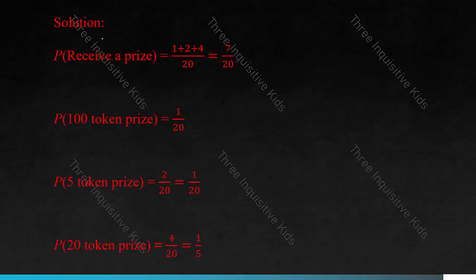The probability of the customer receiving any prize would be 1 + 2 + 4 out of 20 sections, 7 out of 20. The probability of the customer getting a 100 token prize is 1 out of 20. Probability of the customer getting a 50 token prize is 2 out of 20, or you can say 1/10. And the probability of the customer receiving a 20 token prize is 4 out of 20, which is 1/5.